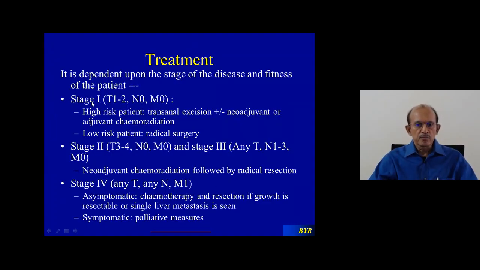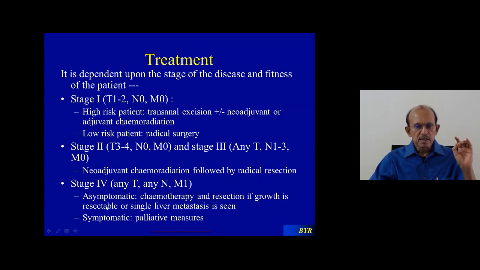So for stage 1, high-risk patients, transanal excision with or without chemoradiotherapy, either neoadjuvant or adjuvant. For well-fit patient, radical surgery. What is radical surgery? I will tell you in the next slide. For stage 2 and stage 3, give neoadjuvant chemoradiation so that you will downstage the tumor. Then you operate by radical surgery. For stage 4 disease, that means where metastasis is positive, if single metastasis in the liver is there, then you go ahead with radical surgery plus liver resection.